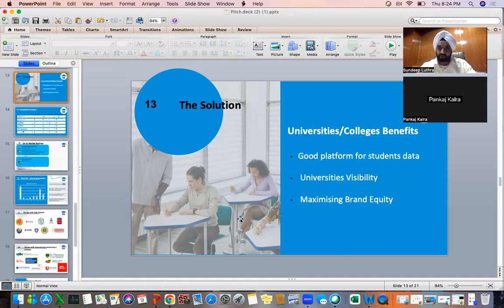If you talk about the university or college benefits, that's an excellent platform for students' data, because when you go into a high school, we would get near about 1,500 to 2,000 students in one institution. Of course, they're not ready for overseas education, but they are future clients, because as I initially mentioned, 67% of the Indian middle class wants to send their kids abroad. That's a huge number. So university visibility goes high when you go to the high schools. It maximizes their brand equity.